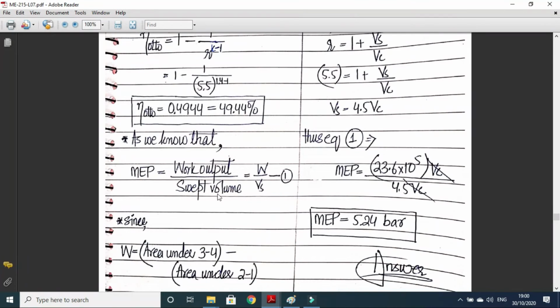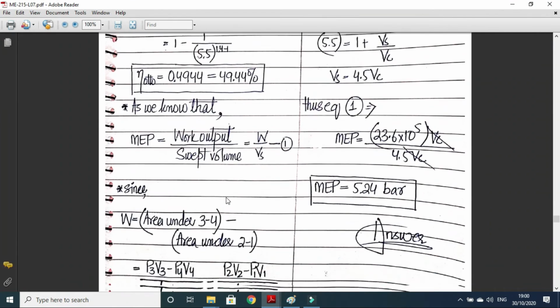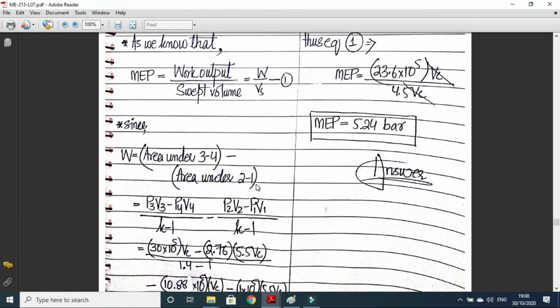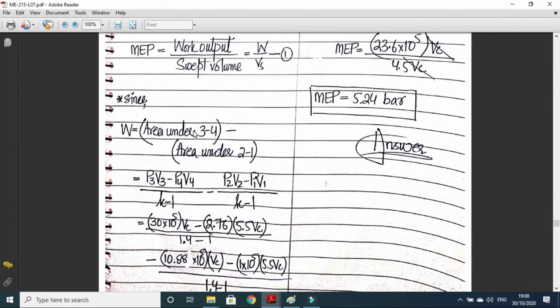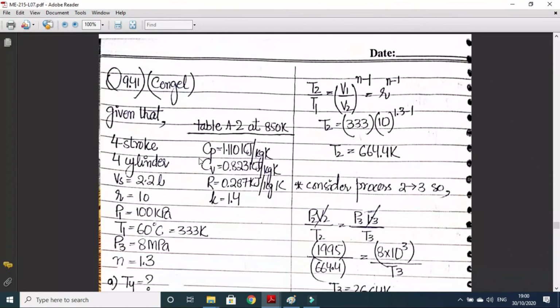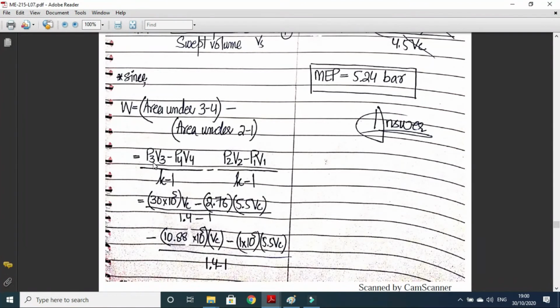The mean effective pressure formula is work output divided by swept volume. So we can calculate the work output as the area under the process curve 3 to 4 minus the area under 2 to 1. P3, V3, P1, P2, P3, P4 are all known. We can also calculate the volumes V1, V2, V3 and V4. So we need to calculate 4 values.